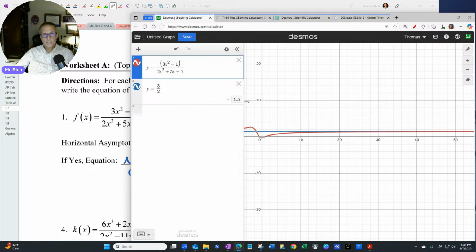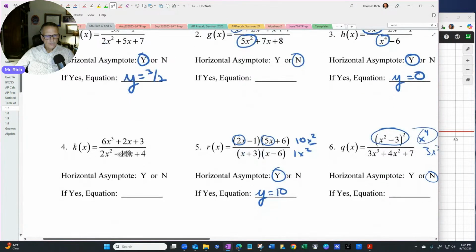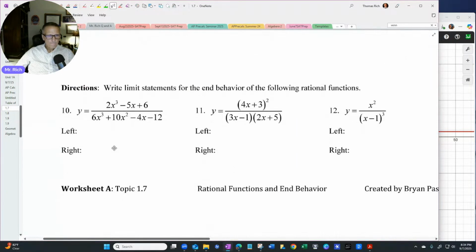So we can write that as a limit. And so we can come down here and say, since I can see that this has a degree of 3 and a degree of 3, that asymptote, that horizontal asymptote, will be the horizontal line y equals 2 over 6, or 1/3.